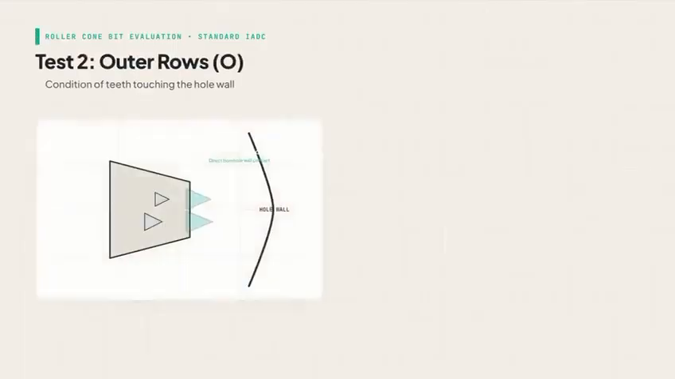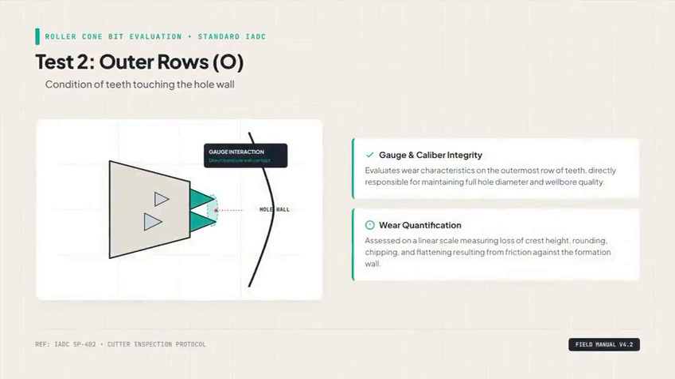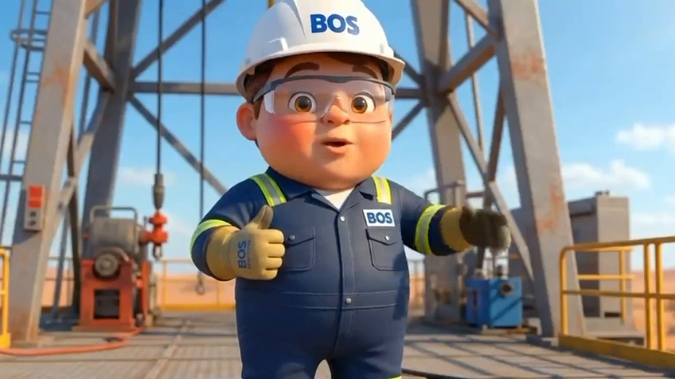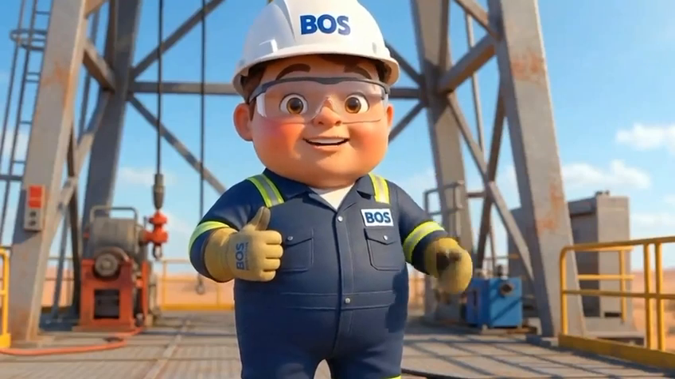Just like the inner rows, we use the 0 to 8 scale for the outer rows. You are measuring the reduction in the cutting structure due to abrasion, chipping, or breakage. A grade of 0 represents no loss, while 8 represents a complete loss of the row. Consistent grading of the outer row helps us understand if the bit was underperforming or if the drilling parameters were too aggressive. Test number 3 is where we identify the major dull characteristic.